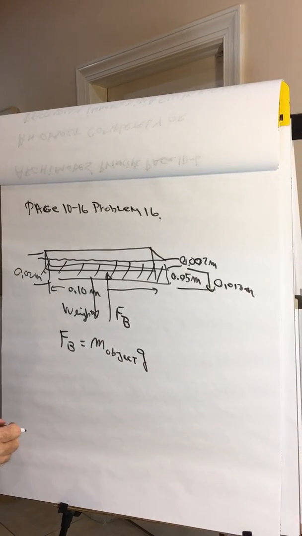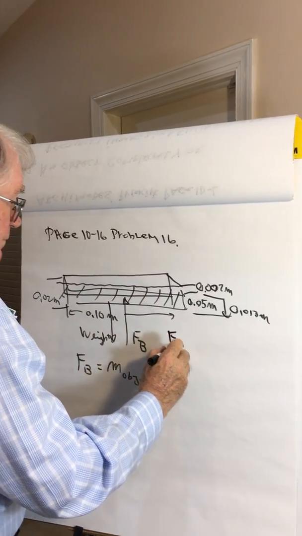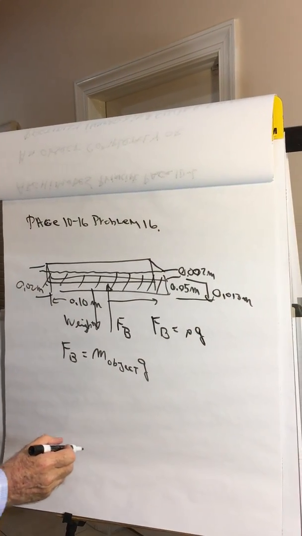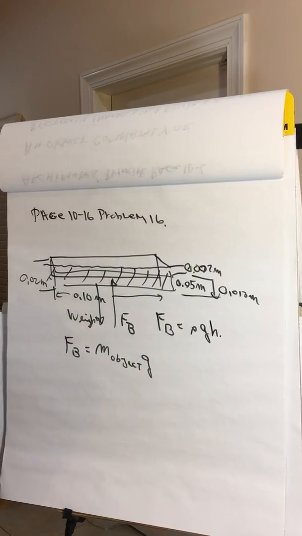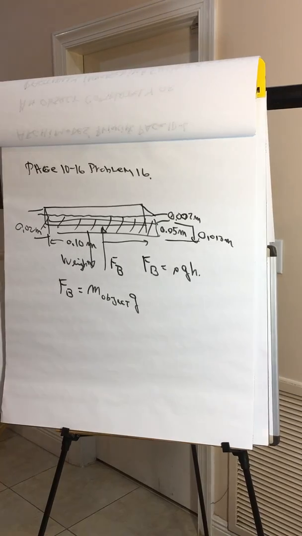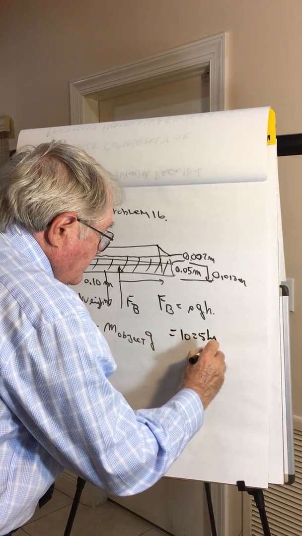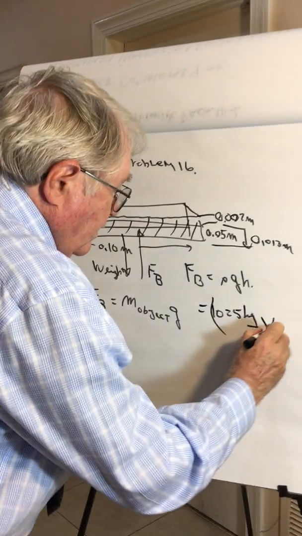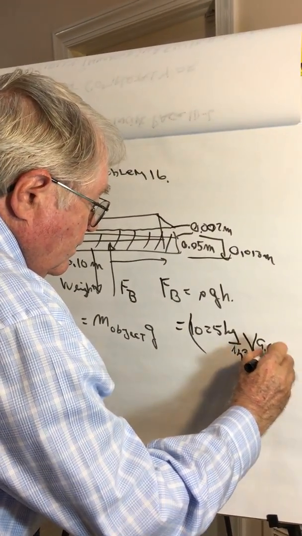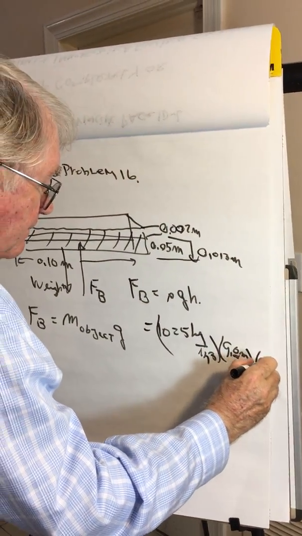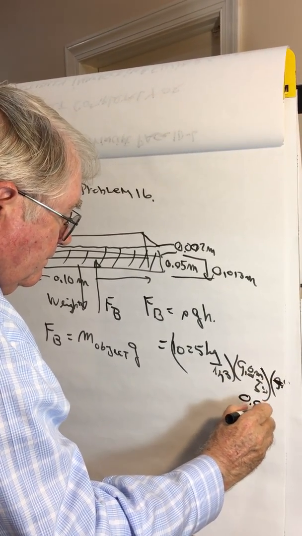Now the buoyant force is equal to the density times G times the height. I better think about that again. All right, the density of the seawater is 1,025, gravity is 9.8, and the height below the water is 0.013 meters.